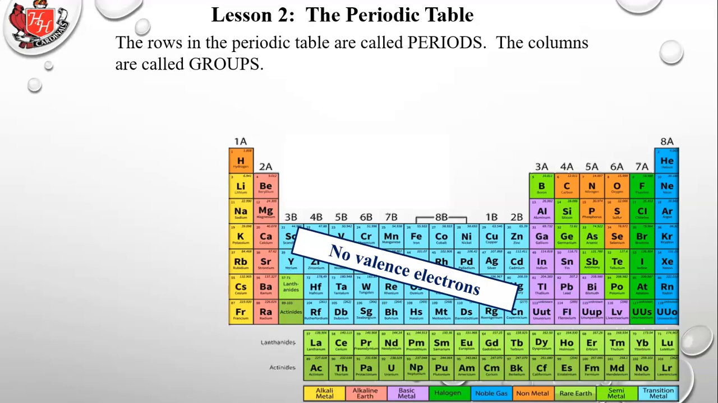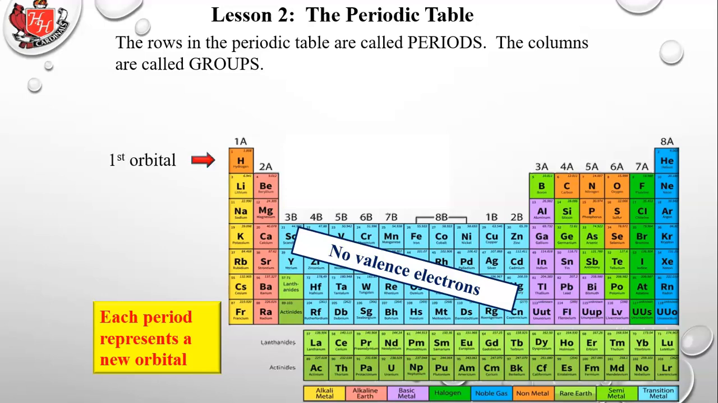The rows in the periodic table are called periods. The columns are called groups. Oftentimes we will just refer to the rows as rows and to the columns as columns, but you should recognize the terms periods and groups. Rows are periods, columns are groups. So each period represents a new orbital. So now you're going to learn how to read the periodic table and how to diagram an atom based on the periodic table. So the first row represents the first orbital.